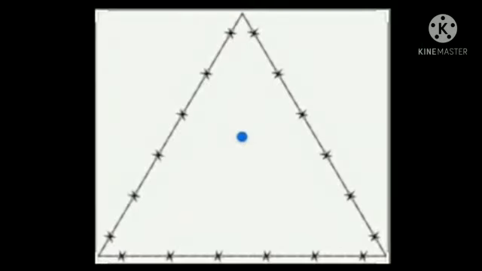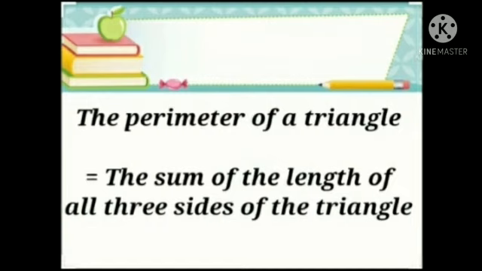Now students, you all can see a triangle. So to find out the perimeter of a triangle, the formula is the sum of the lengths of all its three sides. Now we will see some examples.